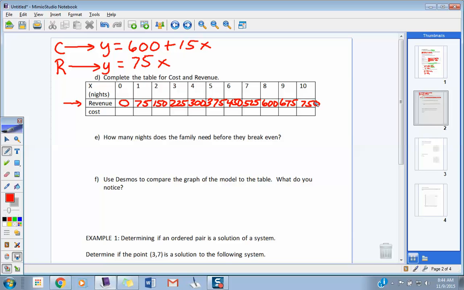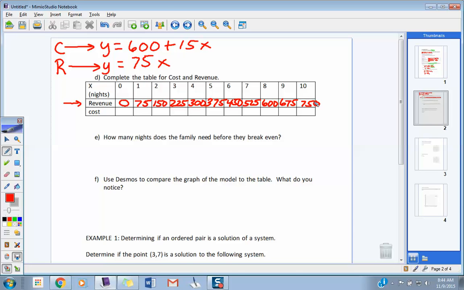All agree with that? So after 10 nights of somebody staying there, how much money have you brought in? $150. How much have you brought in if somebody stays 6 nights, or if you have 6 nights of customers? 450. Okay, let's compare that to the cost values.